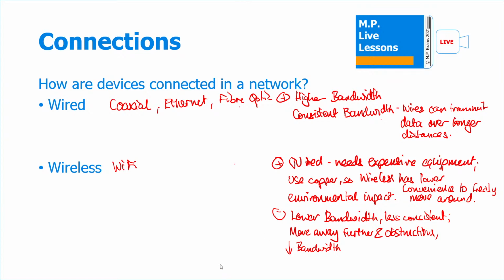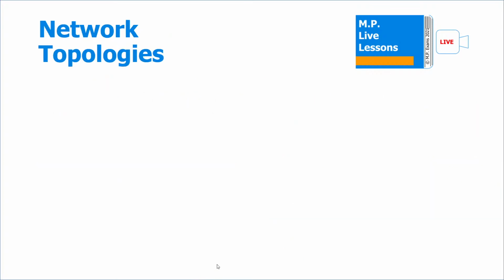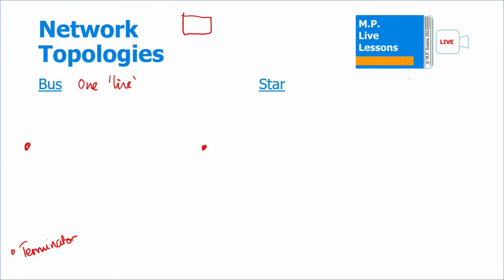Now next, if the PowerPoint doesn't lag again, is the network topology. So you have the bus and the star. So this is how many of these computers can actually be connected together. So a bus is like one line, if you like. So you'll have a terminator at each end, and each box, like a rectangle, is going to be a device or a node.